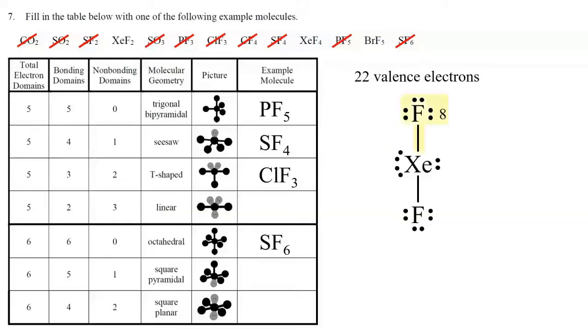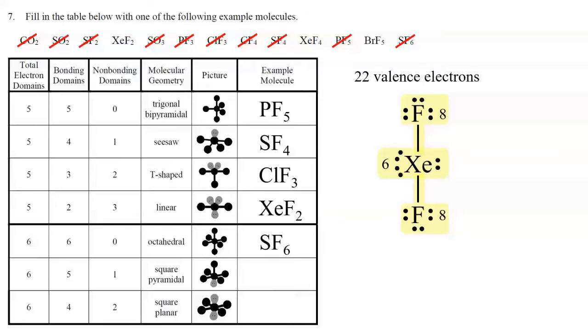So here are the 2 bonds that are coming off the central atom to the fluorine atoms. That would be 8 plus 8 is 16. And then here are 6 valence electrons on the central atom in the form of 3 lone pairs. So xenon difluoride, XeF2, has 2 bonding domains and 3 non-bonding domains, and that is actually a linear molecule.